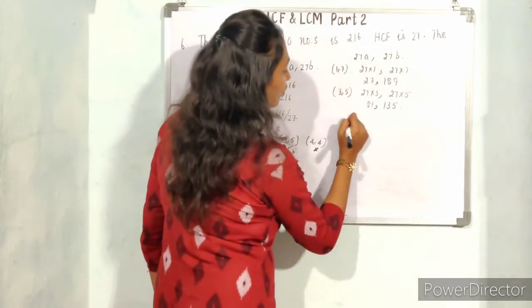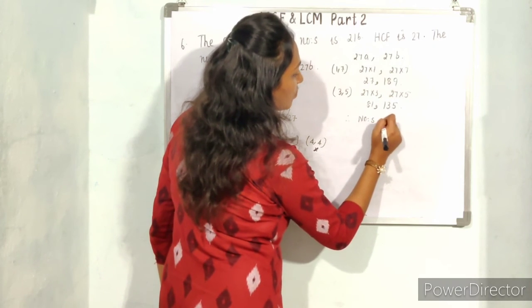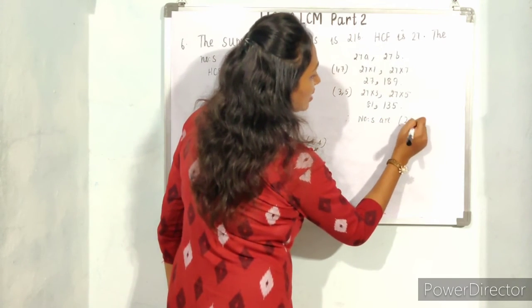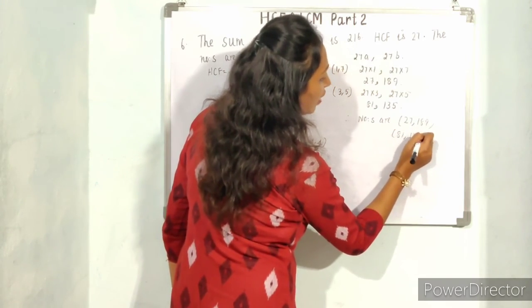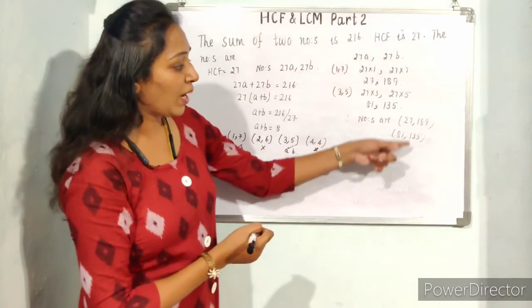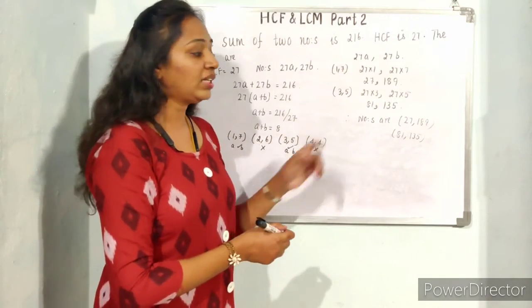So, therefore the numbers are 27 and 189, next 81 and 135. From the given options, whichever pair you find, you have to put a tick mark against it.